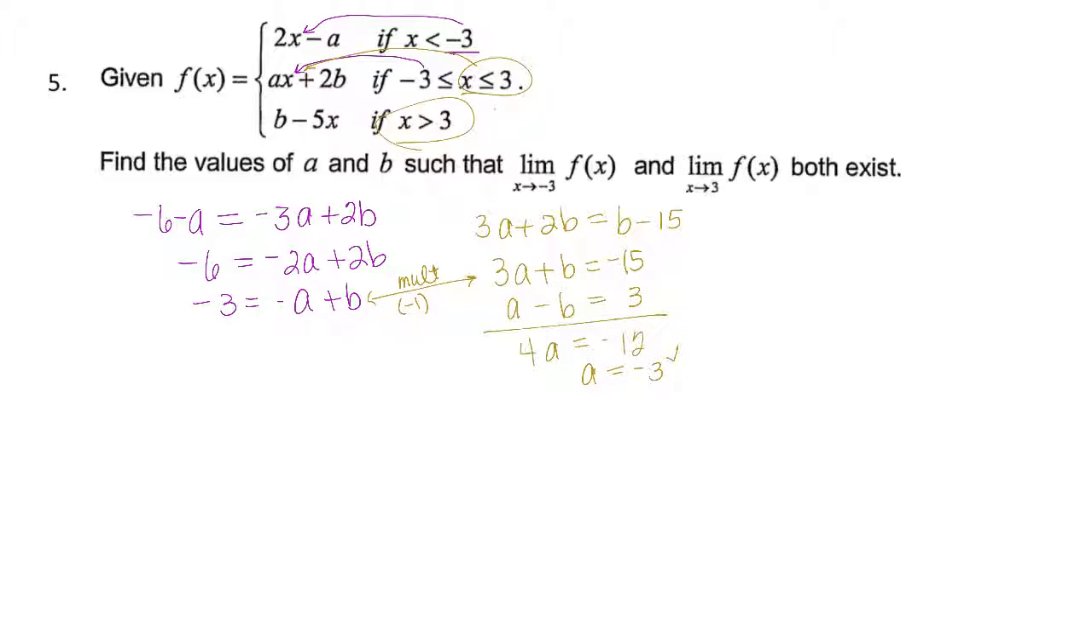So now I have a. So backtrack to one of your two originals and sub in to find b. And this one looks pretty easy, so I'm going to use it. So I'm going to have negative 3 equals the negative of negative 3 plus b. Negative 3 equals 3 plus b. And so b is going to be negative 6. So notice we have negative 3 and negative 6 for our a and b values.